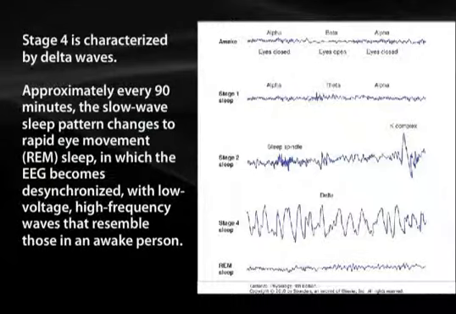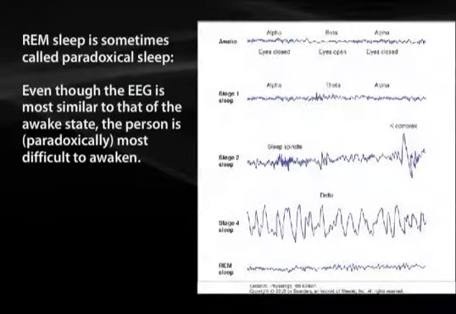person. REM sleep is sometimes called paradoxical sleep. Even though the EEG is most similar to that of the awake state, the person is paradoxically most difficult to awaken and is dreaming.